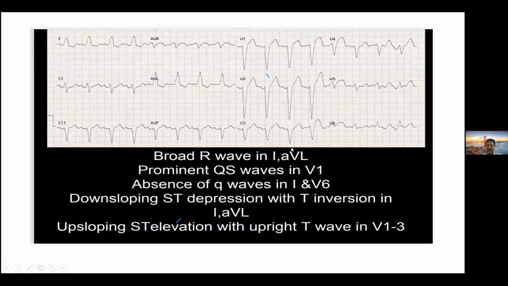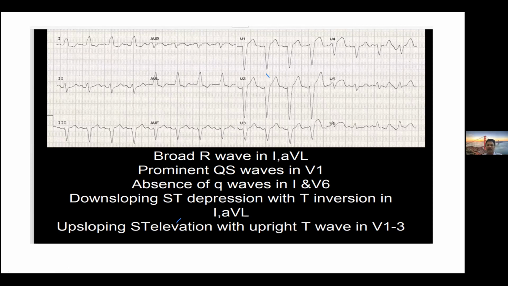Now you can see here in V1, hardly any positivity. It is almost complete negativity. In V5, V6, you are seeing a completely positive QRS complex. See here in lead 1 and aVL, completely positive, wide QRS complex, more than 120 milliseconds, whereas it is completely negative in V1. So broad R in lead 1 and aVL, prominent QS in V1, absence of septal Q in lead 1 and V6, and secondary ST-T changes, which happen because of the wide QRS complex and delayed depolarization.